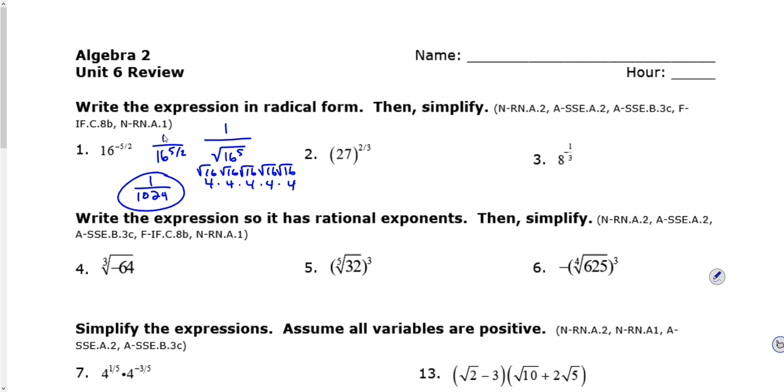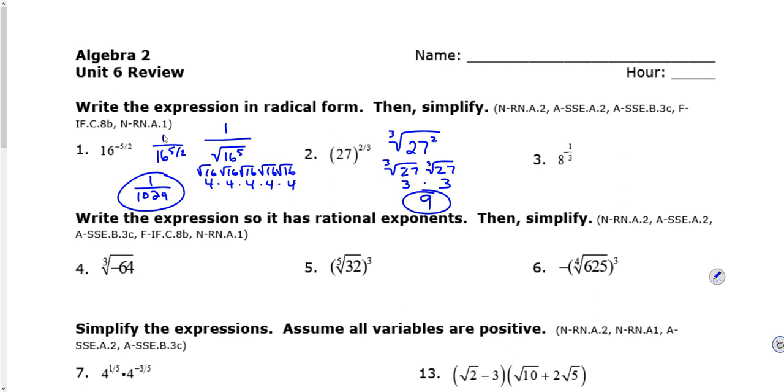Second problem, 27 to the 2/3 would change into 27 squared, and we want to take the cube root. Again, the 2 means there's 2 copies, so I got 27 and 27, and we're going to take the cube root of that. Cube root of 27 is just 3, so we get 3 times 3, so the answer is 9.